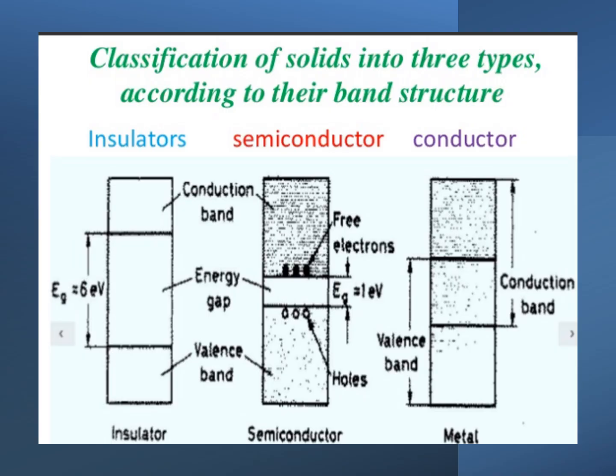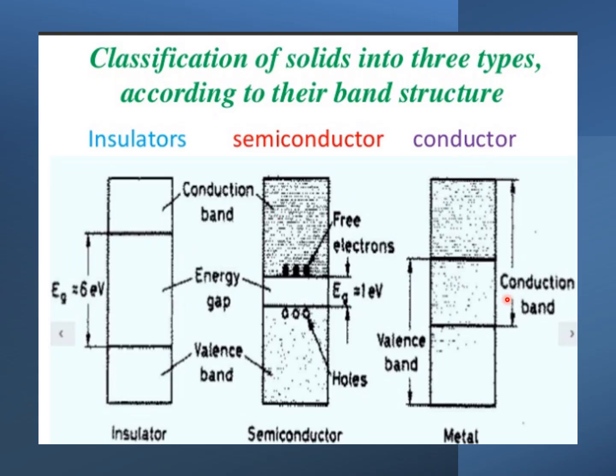See here, insulators. In insulators, the energy gap between the conduction band and valency band is approximately equal to 6 electron volts. It is highly impossible to apply that much energy to move the charge carriers from the valency band to the conduction band. That's why insulators are unable to flow the charge carriers.